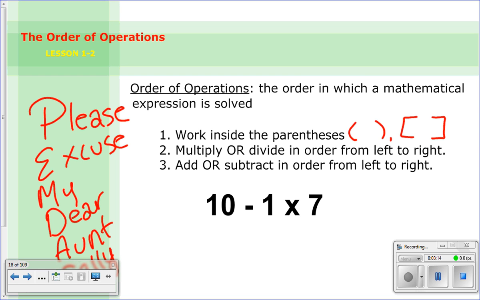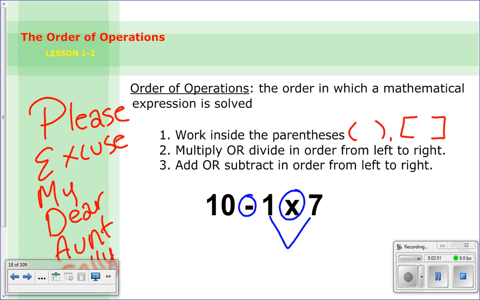So again, I have that same problem. And we're going to solve it again, but this time, let's make sure we're using the order of operations. And what I like to do is just work at the top. Start with number 1, and then just move down. So number 1 says, work inside the parentheses. Well, 10 minus 1 times 7, there are no parentheses. So if there are no parentheses, I skip that step. And I'll move right to number 2. Multiply or divide in order from left to right. Well, if I look at my operations, we're either subtracting or we're multiplying. So there's only multiply, so I must do that first.